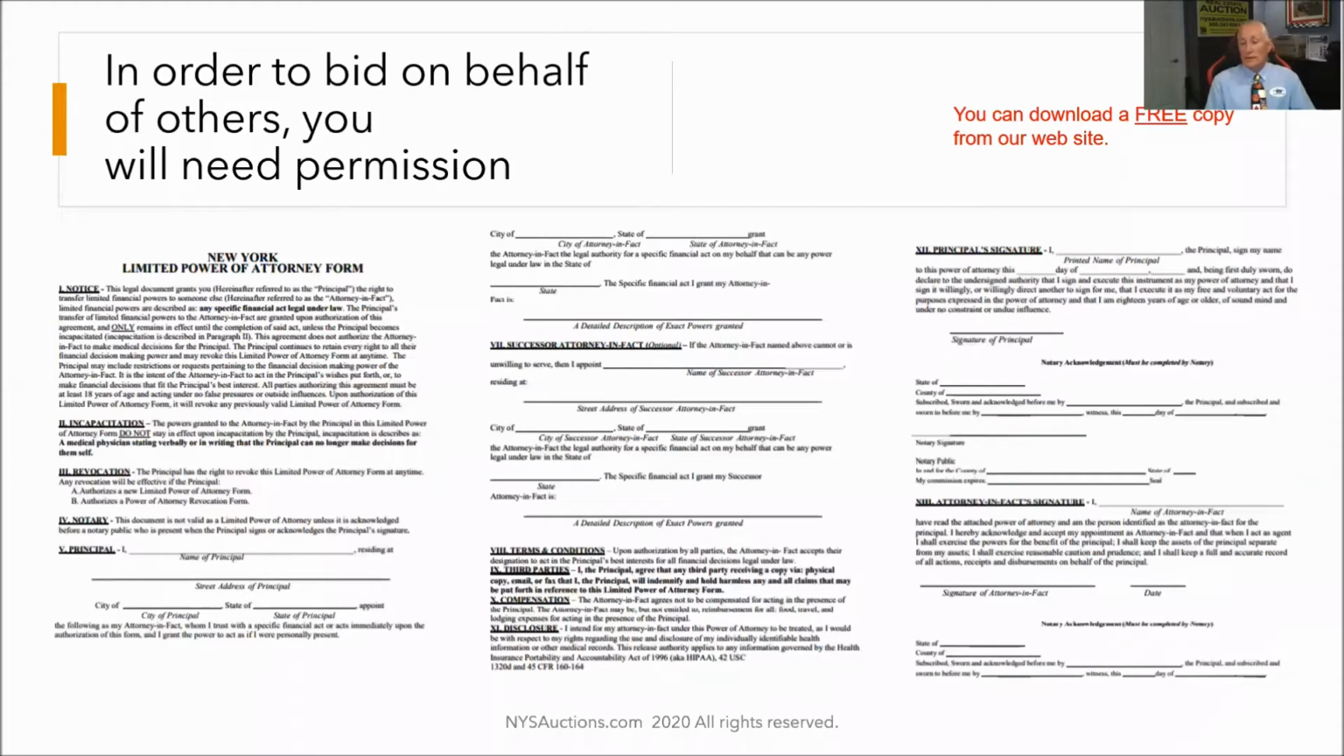You could also get this online. I've looked around online, and you could find it there. And guess what? We actually provide a free copy on our website for download. So if you go to our website and look for the forms in the tax auction area, under registration and forms, you'll find this there and you can download it and fill it in.